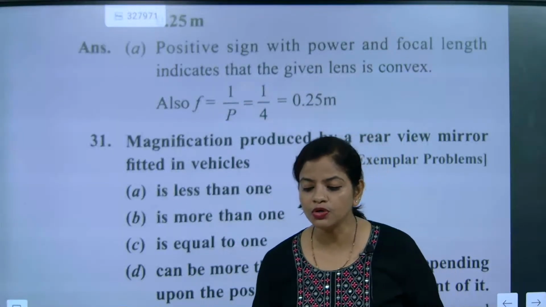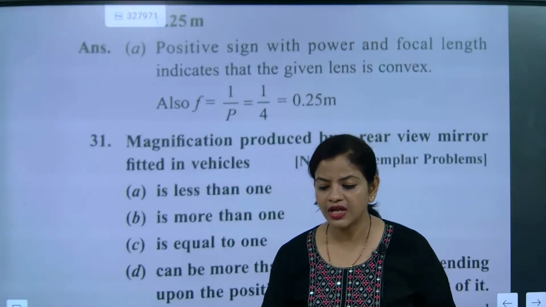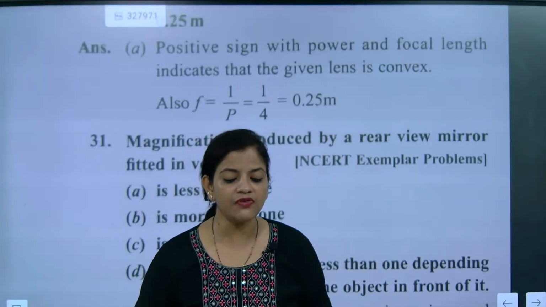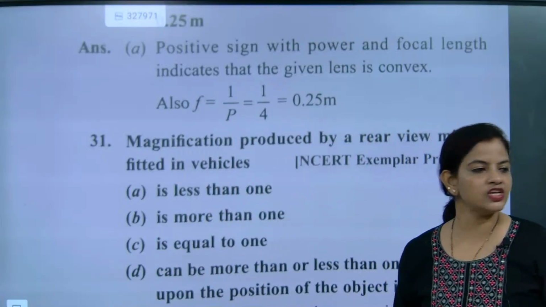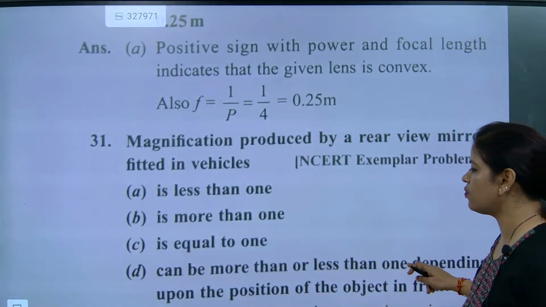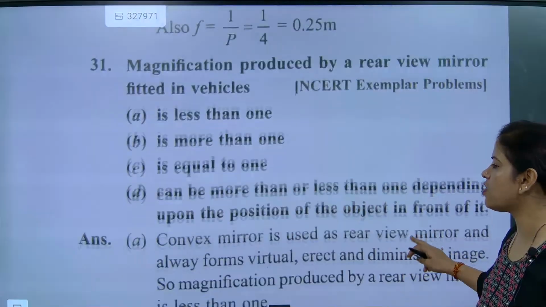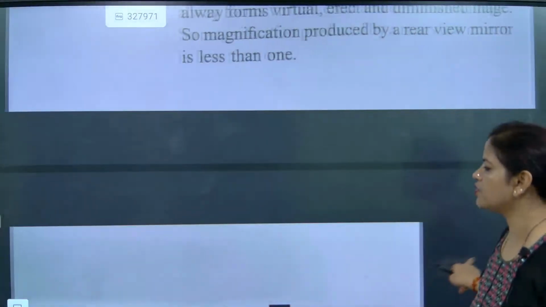So there should be no doubt about it. Understood? So directly we can say the magnification here is less than 1. The magnification here is less than 1. Understood? So here it is a convex mirror. Now we are going to go for the next part.